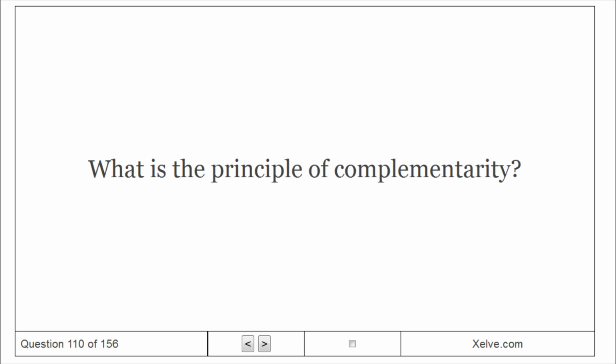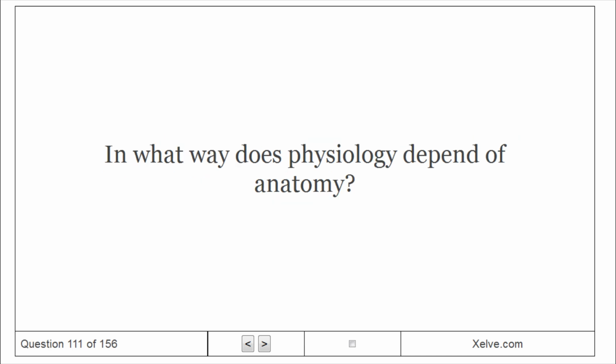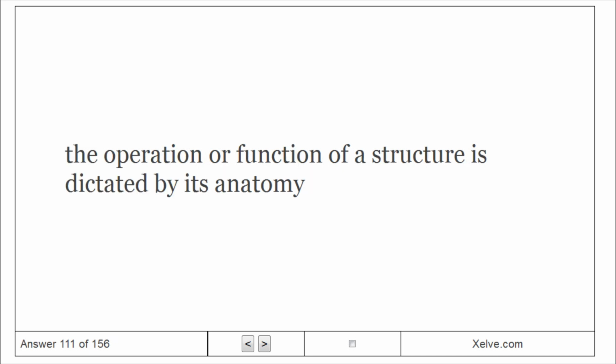What is the principle of complementarity? Anatomy and physiology are inseparable. The function always reflects structure, and what a structure can do depends on its specific form. In what way does physiology depend on anatomy? The operation or function of a structure is dictated by its anatomy.